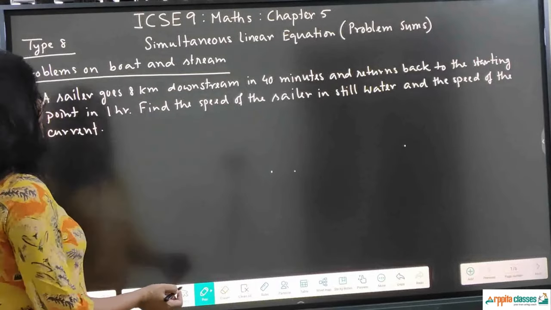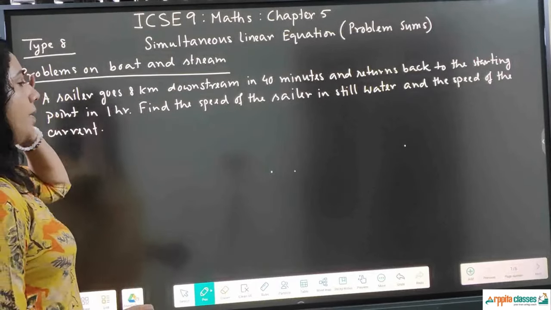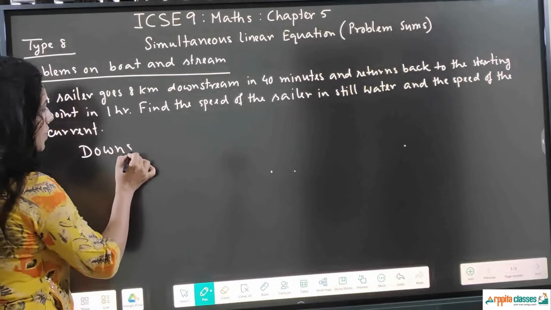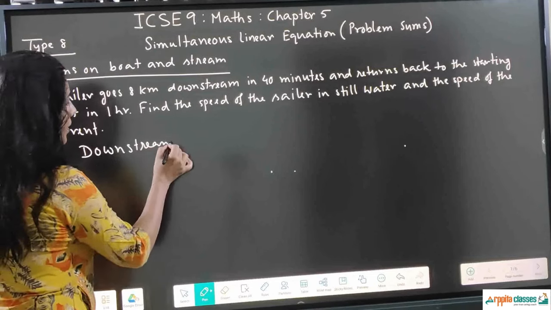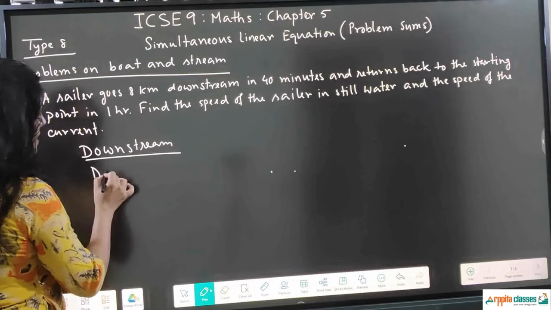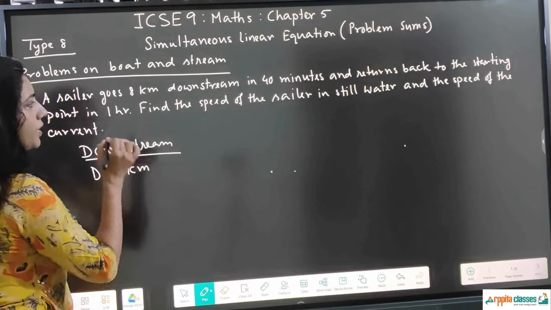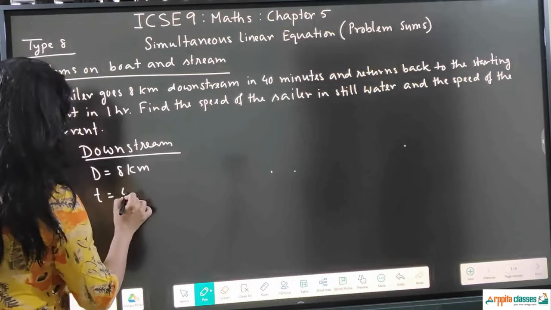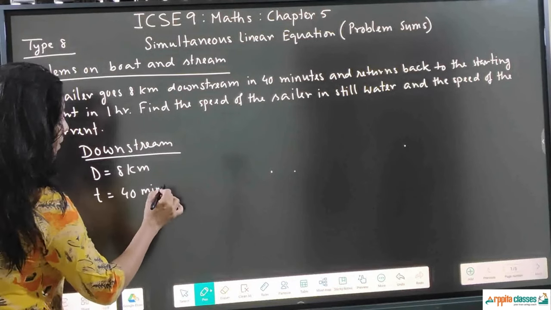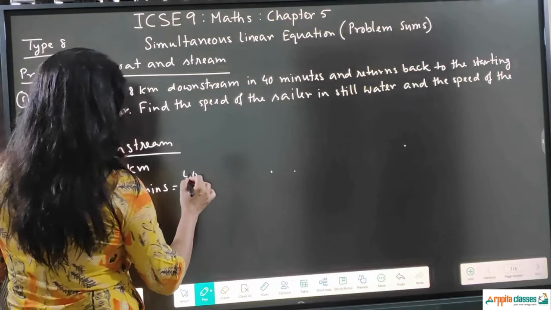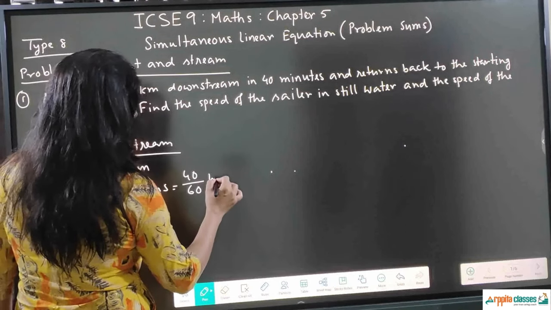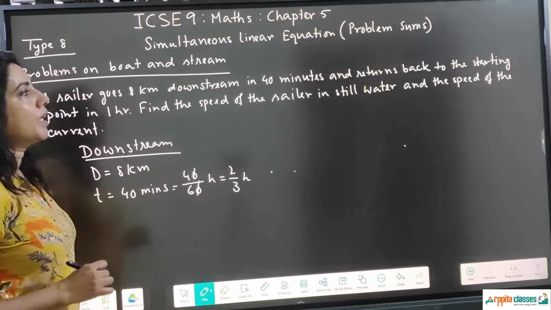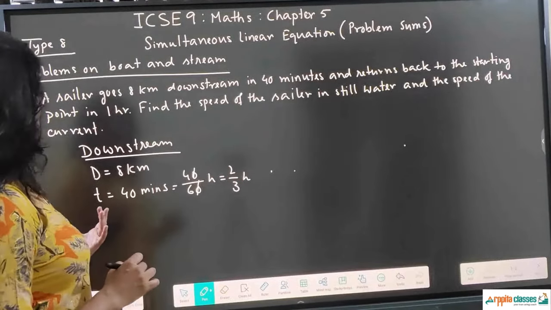They are saying that a sailor goes 8 km downstream. So first I'll make a column for downstream. Here the distance is equal to 8 km, and the time is given as 40 minutes. I can convert it into hours: 40 upon 60 hour, and that is equal to 2/3 hour.